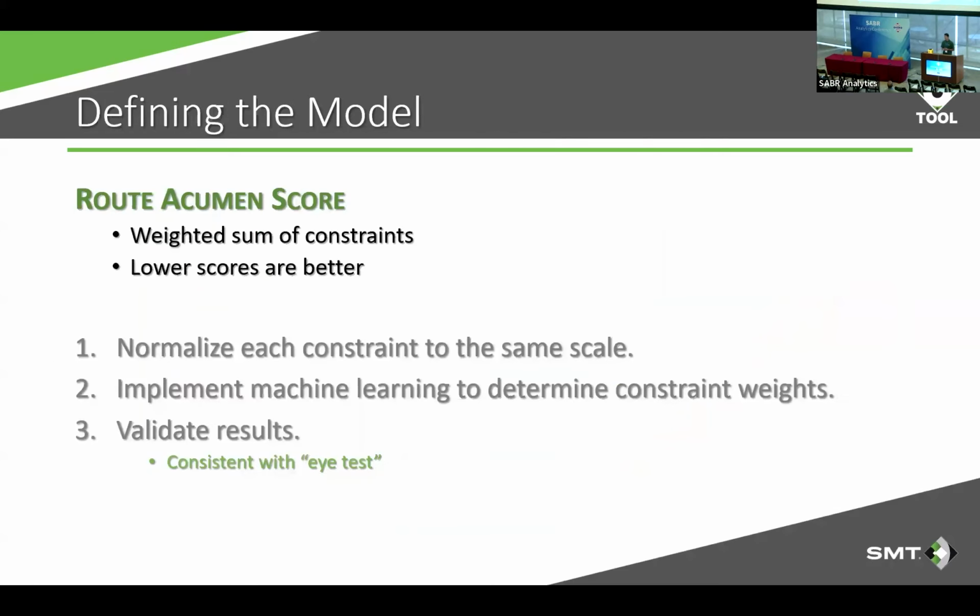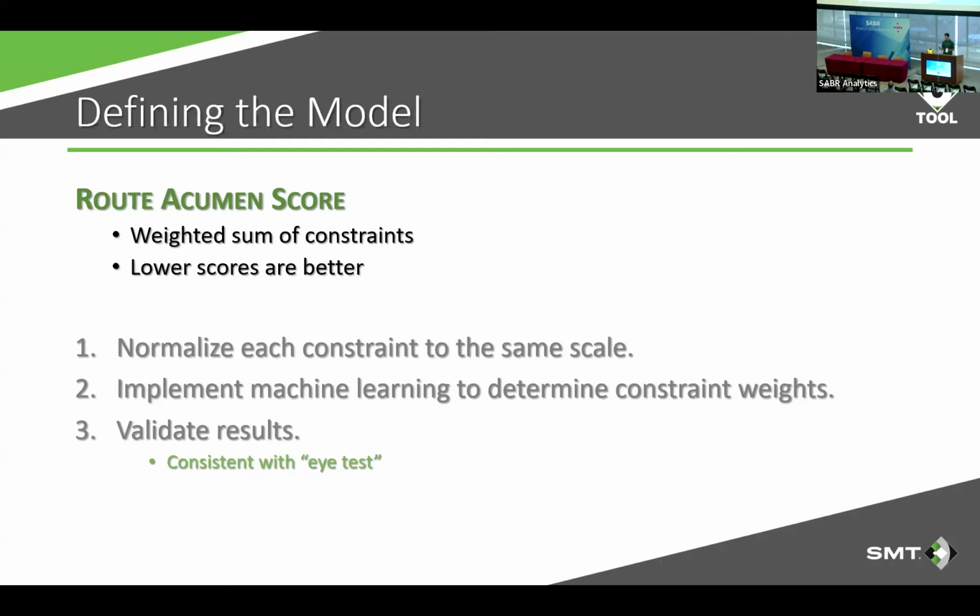So now that we've established our constraints, we can define the model. Our route acumen model is just a weighted sum of the constraints. And since each constraint is a penalty we want to minimize, the lower the score, the better the player has done in each constraint. With our model, we've normalized each constraint to the same scale, and we implemented some machine learning to learn the weights for each constraint. And then we validated our model. We used an intuitive eye test to tell whether or not our model was accurate and consistent with what our eyes see.